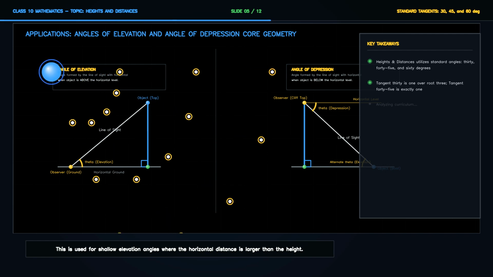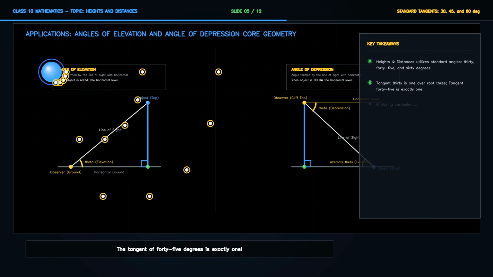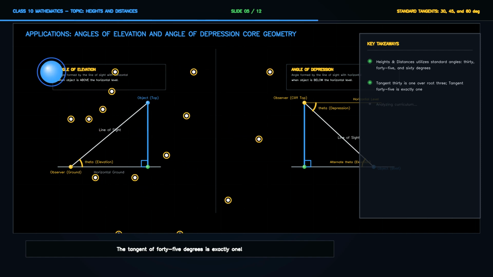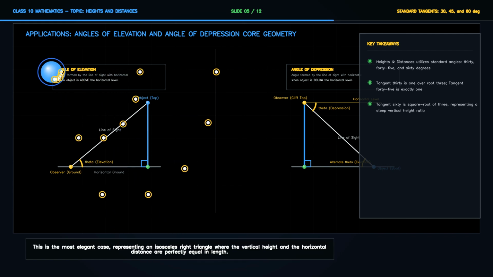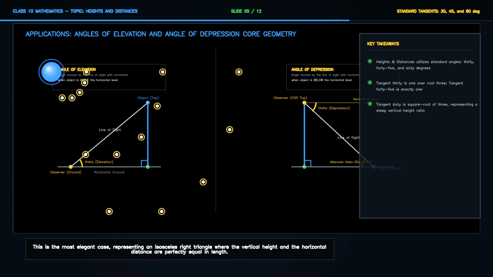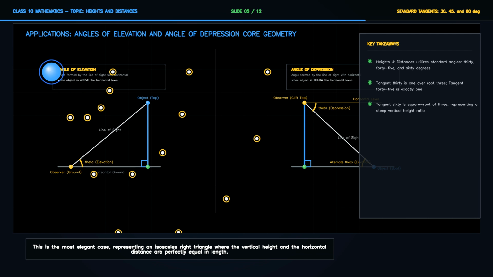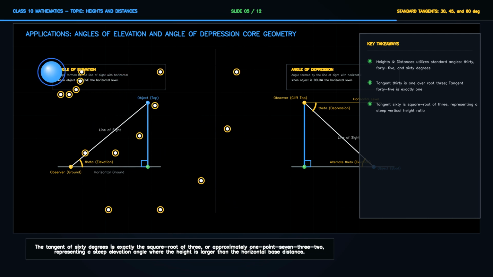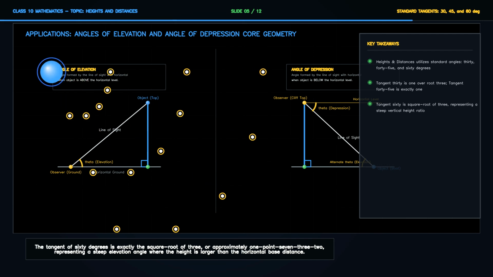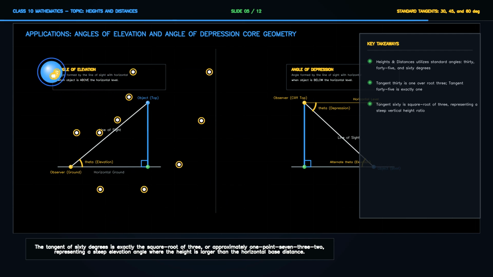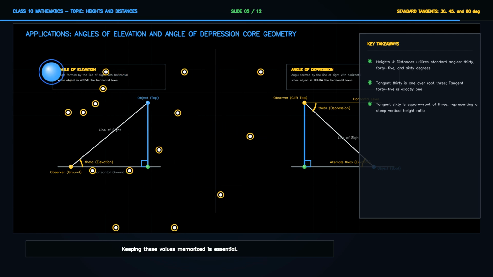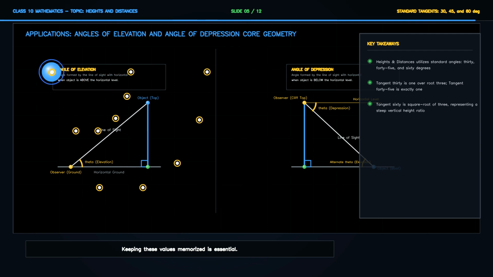The tangent of 45 degrees is exactly 1. This is the most elegant case, representing an isosceles right triangle where the vertical height and the horizontal distance are perfectly equal in length. The tangent of 60 degrees is exactly the square root of 3, or approximately 1.732, representing a steep elevation angle where the height is larger than the horizontal base distance. Keeping these values memorized is essential.